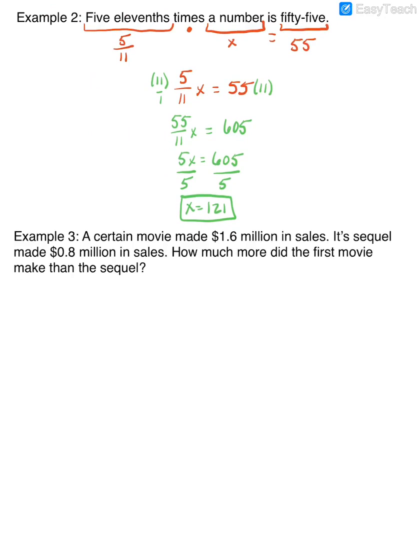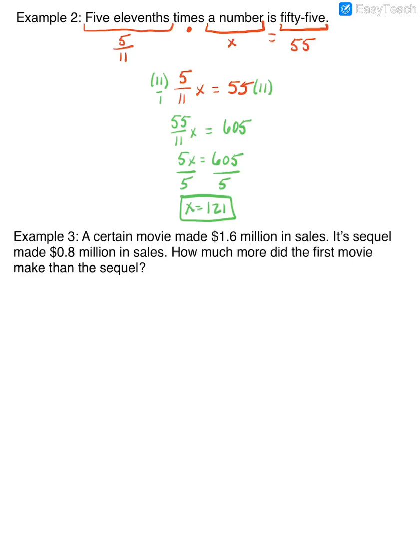So then the last example for this is going to be a little bit more of a word problem. So you kind of have to look a little deeper to figure out how to write your equation. So here it says a certain movie made $1.6 million in sales. Its sequel made $0.8 million in sales. How much more did the first movie make than the second, or the sequel? Second movie, same thing.